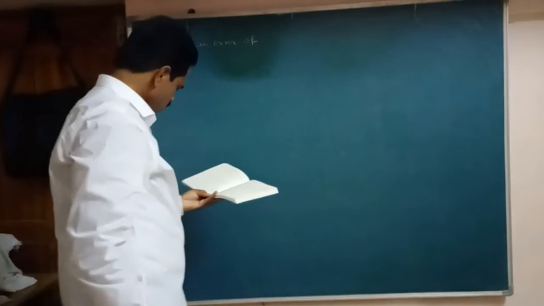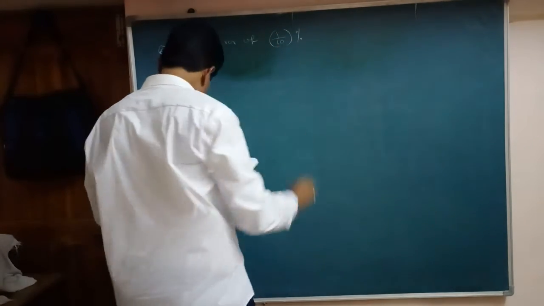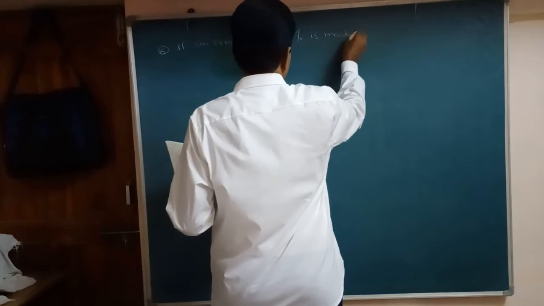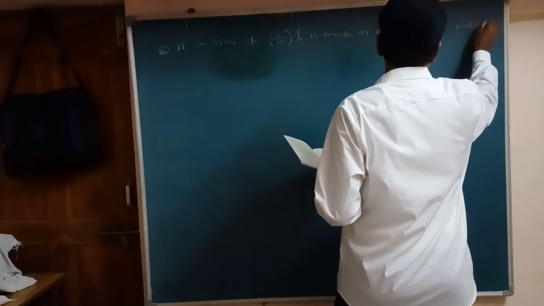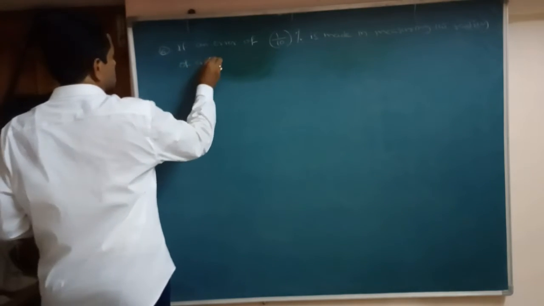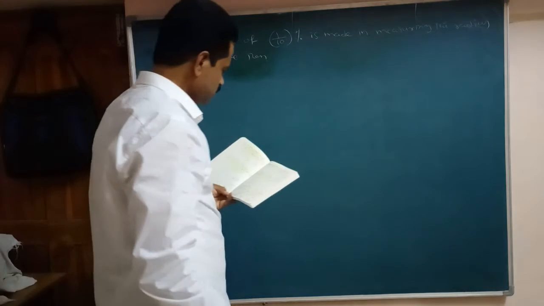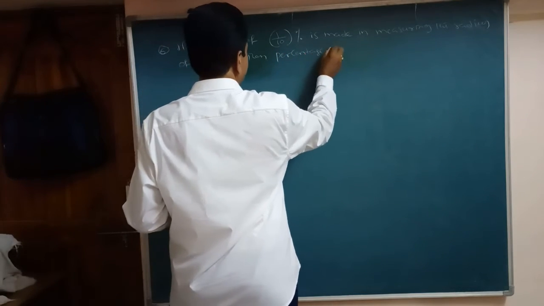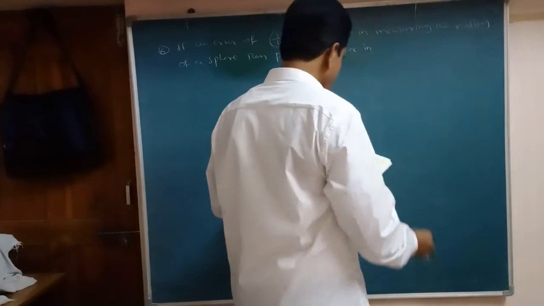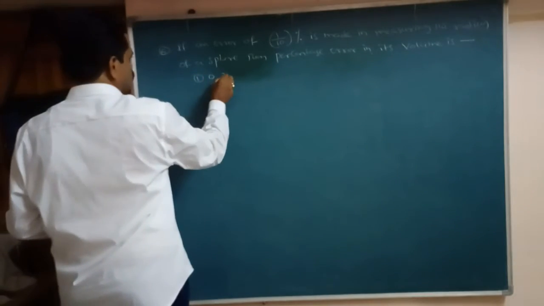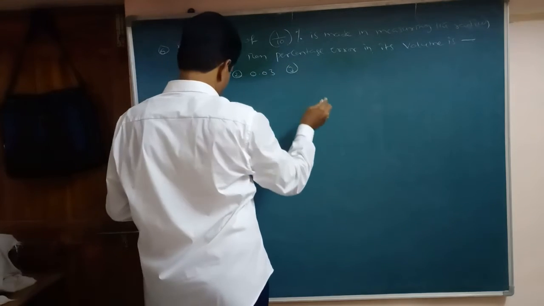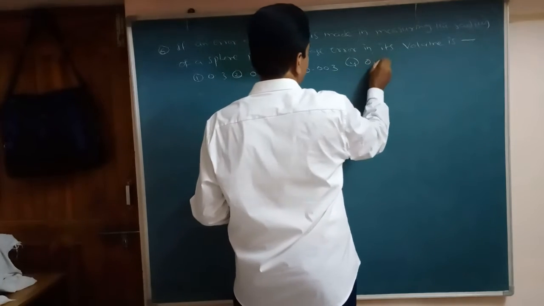Next. If an error of 1 by 10%, 1 by 10% is made in measuring the radius of a sphere, then the percentage error in its value is, first option 0.3, second one 0.03, third one 0.003, fourth one 0.003.